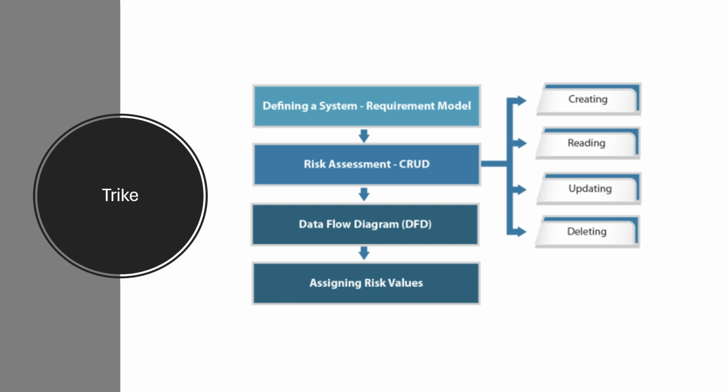And 4. Assigning risk values. Each identified threat is assigned a quantitative risk value based on likelihood and impact, allowing prioritization of security controls. Trike's approach ensures comprehensive coverage by starting from authorized operations, mapping risks to those operations, and producing measurable results to guide remediation efforts.